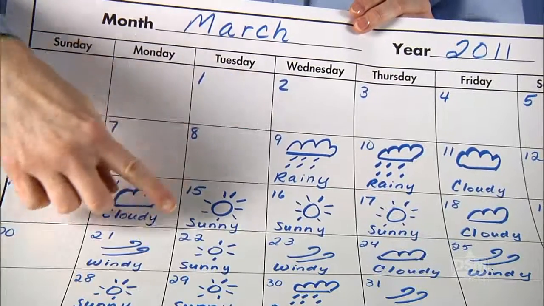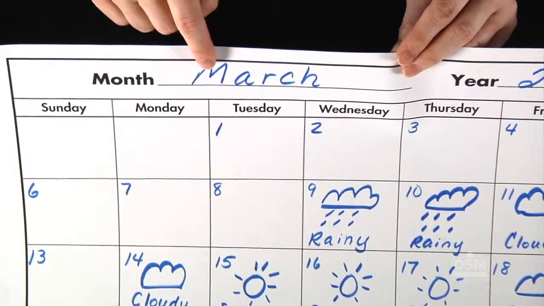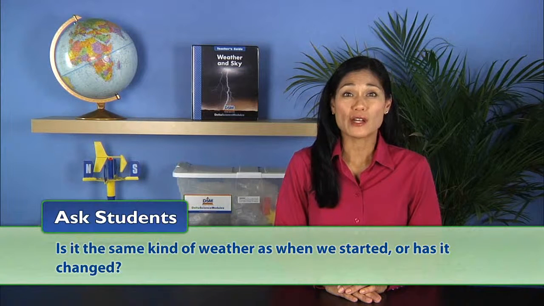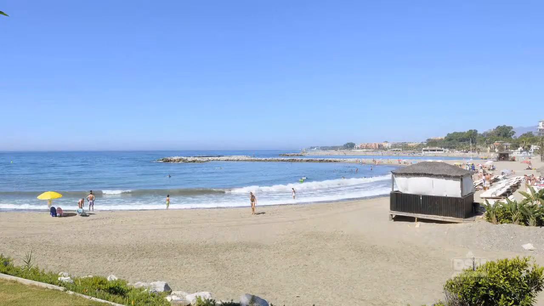Point out the class weather calendar begun in Activity 1 and note the month in which you started tracking the weather. Have students recall what the weather was like at that time. Ask students, what is the weather like now? Is it the same kind of weather as when we started, or has it changed? The weather may be the same or noticeably different from the beginning of the calendar. Accept all reasonable answers. Have students think about how weather changes day to day compared with how weather changes season to season. Students should conclude that seasonal weather changes are usually much greater than daily weather changes.